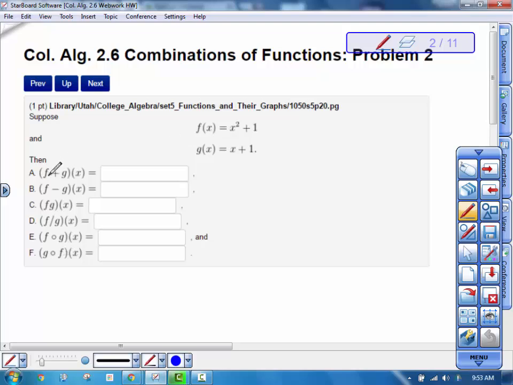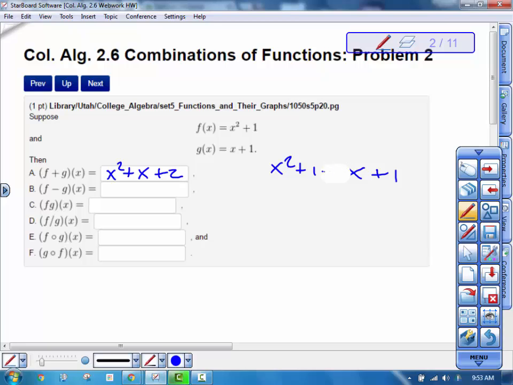It wants us to add the two functions together. So adding two functions together is exactly what you think. You just add them. So it's x squared plus 1 plus x plus 1, which in standard form gives you x squared plus x plus 2. If you just combine the 1 and the 1, right, in standard form.